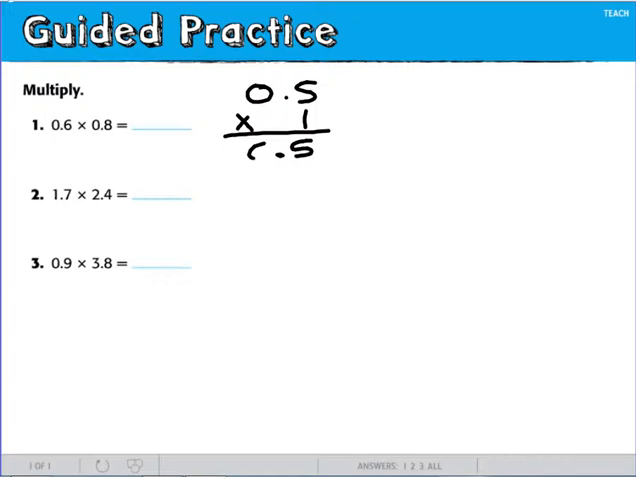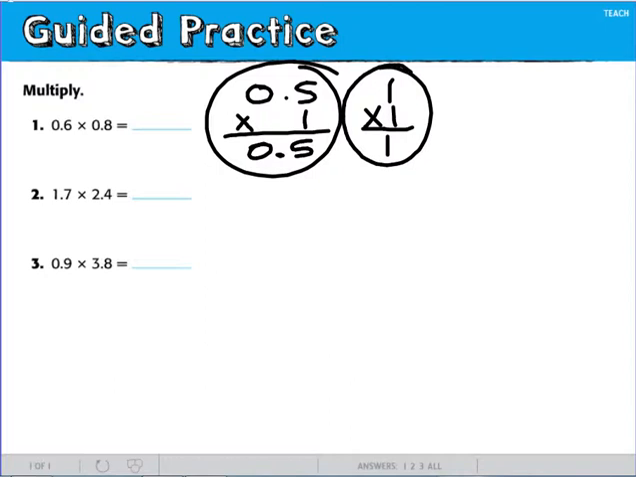Which would give me 0.5. But if you did 1 times 1 equals 1, that would be acceptable too. So either way, this or this to check your answer will work for me. I am fine with that. Okay? I just want you to show me something that you did to prove that your answer was reasonable.